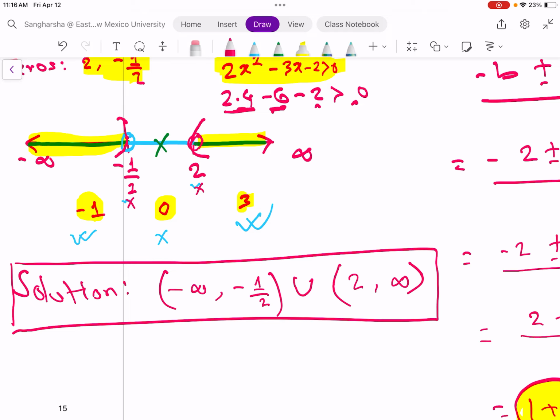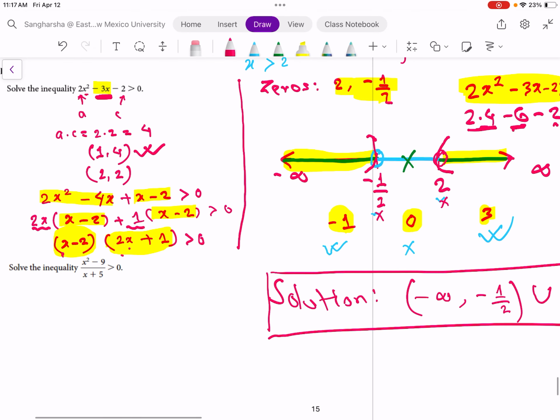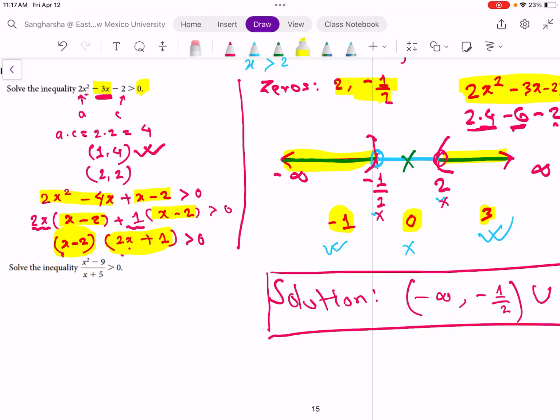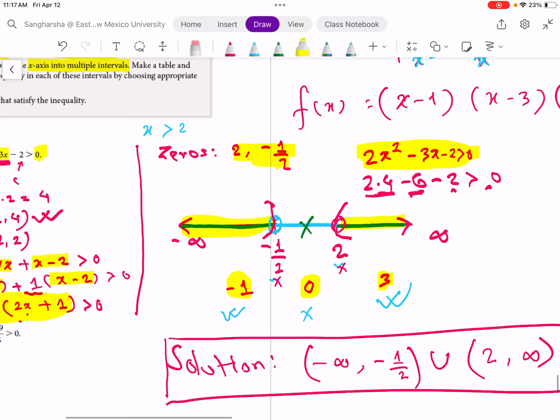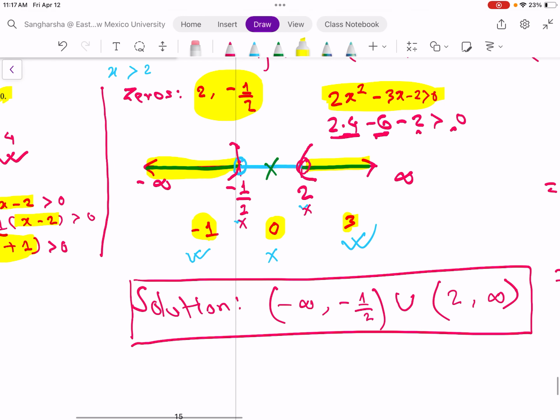Now here basically what we did, our first step was making 0 on the right side. Second step is factorizing the left side. Third step, you find the zeros of the factor. You find the x that makes the factor 0. And we use the zeros to divide our number line. That is the next step. Now you have the intervals.